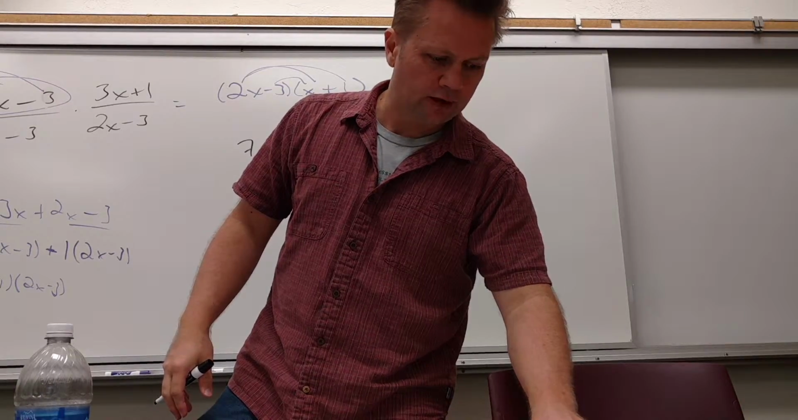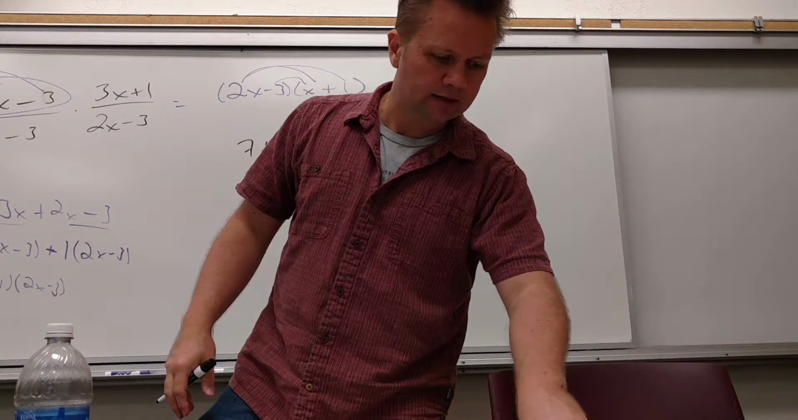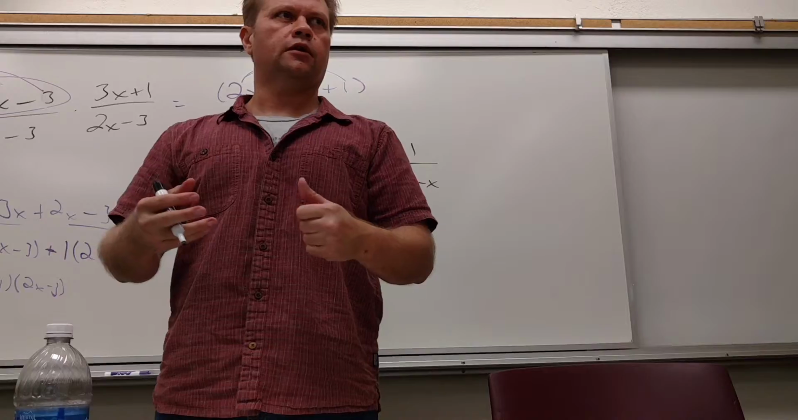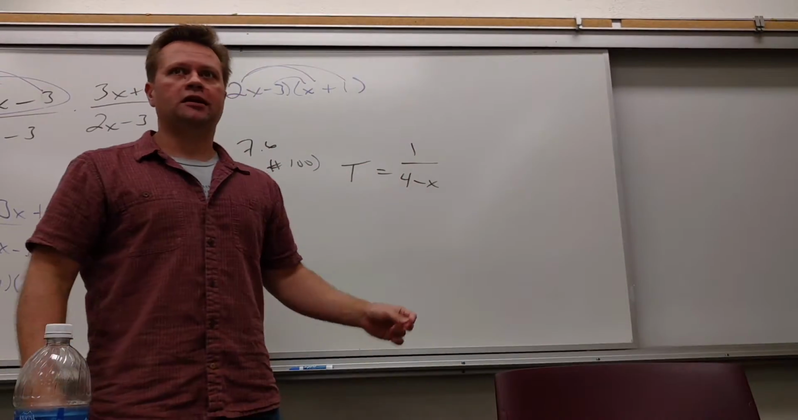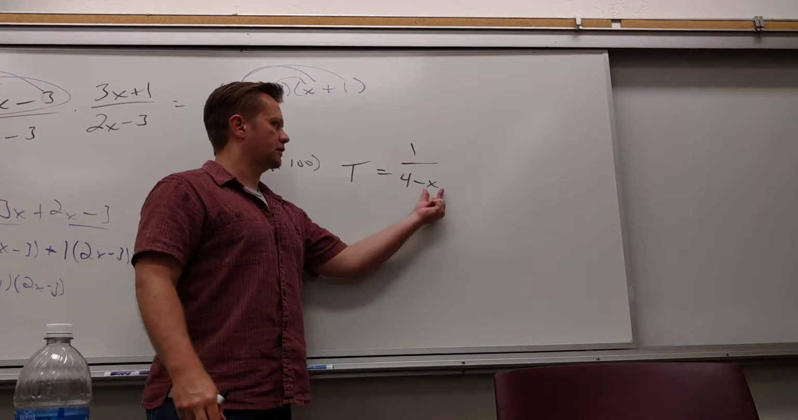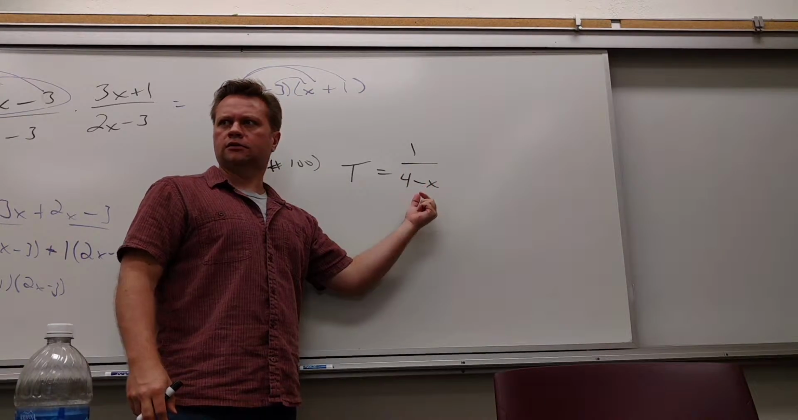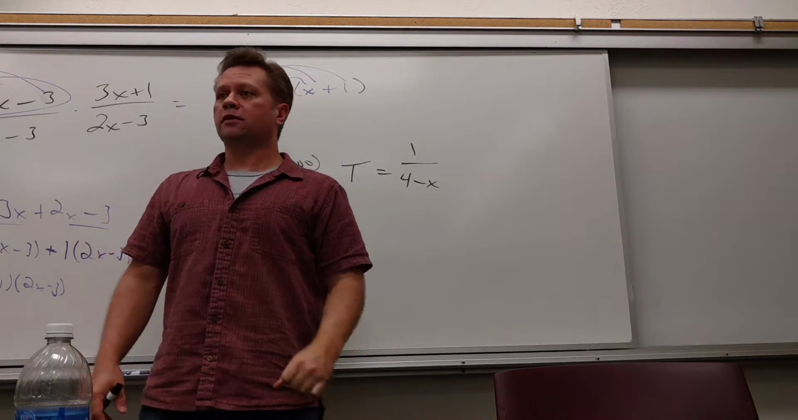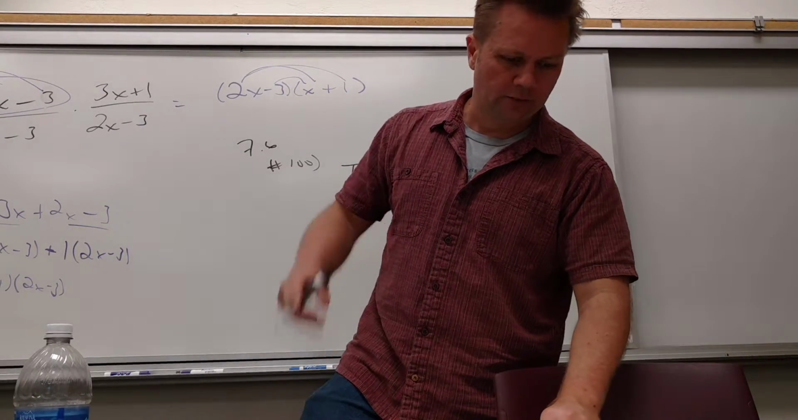So customers arrive at random. The average time spent waiting in line is given by this, where X is the number of people coming in per minute. So you can see a problem already. What happens if X is 4? It's undefined. It's like infinite time in line.